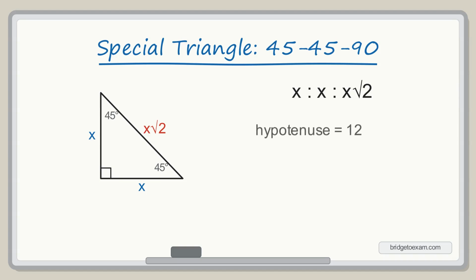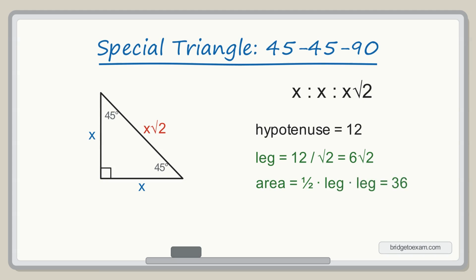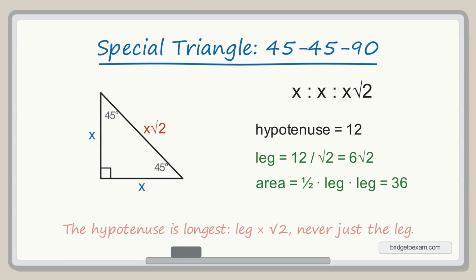Suppose the hypotenuse is 12. Divide by root 2, and the leg comes out to 6 root 2. The area is 1/2 leg times leg, which is 36 square units. And here is the classic trap. The hypotenuse equals the leg times root 2, so it is always longer than a leg, never equal to it.